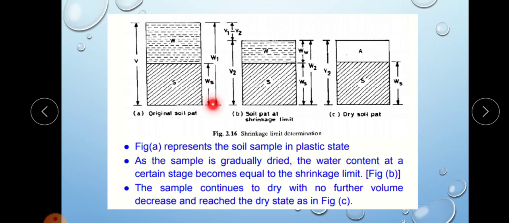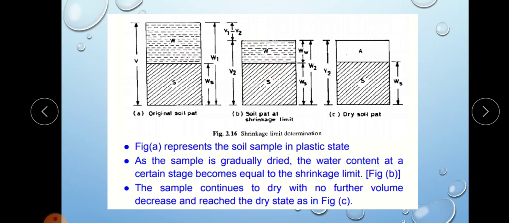Then the loss of water from stage 1 to stage 2 is given by the reduction in volume, V1 minus V2. Weight is equal to volume into density, so V1 minus V2 into the density of water will be the loss of water from stage 1 to stage 2.